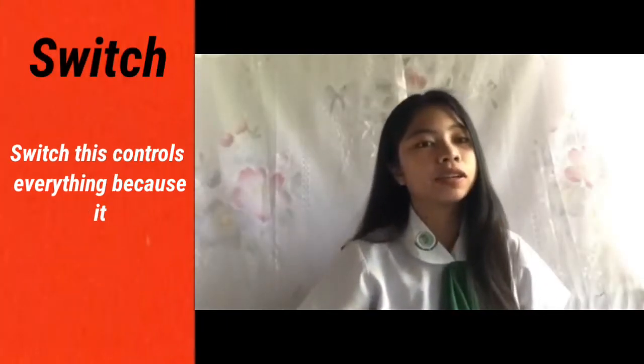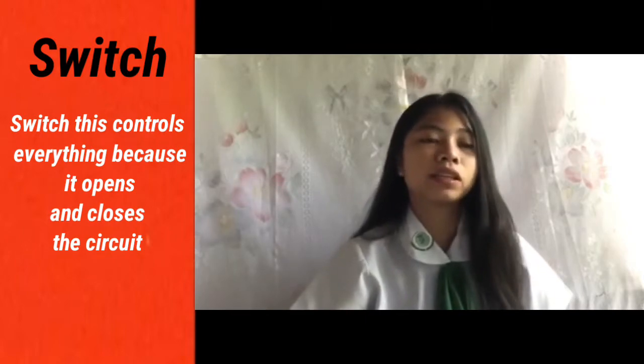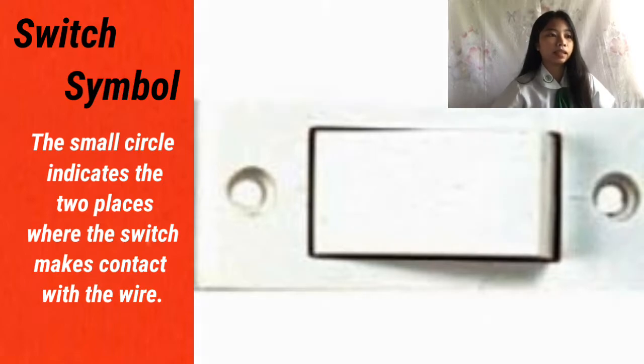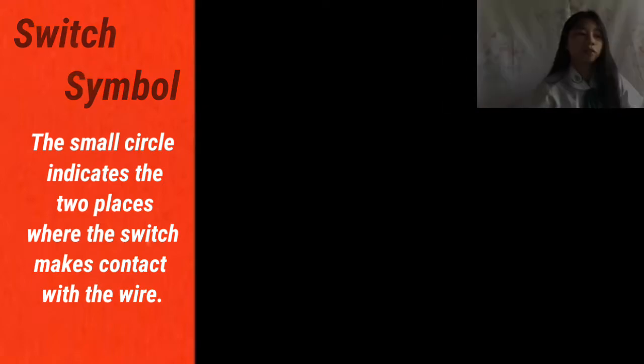Switch. This controls everything because it opens and closes the circuit. The small circles indicate the two places where the switch makes contact with the wire.